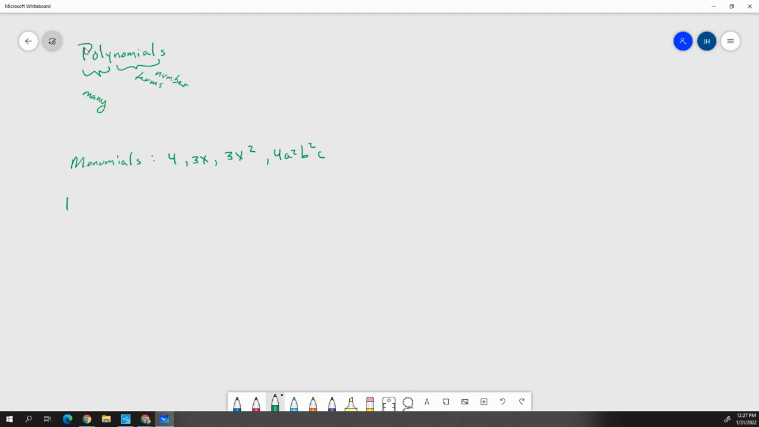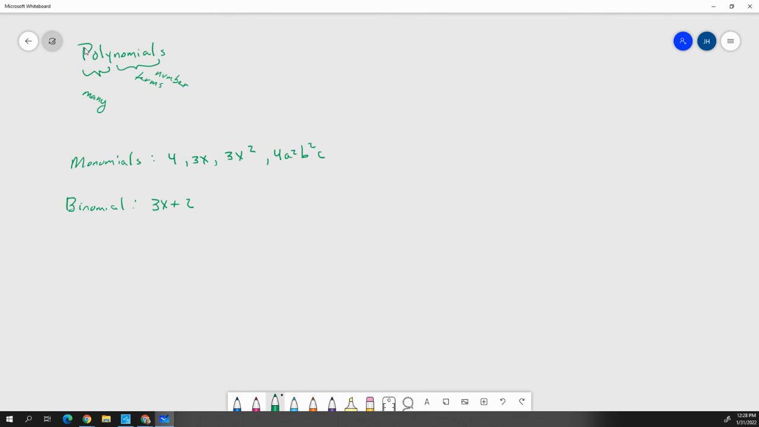A binomial is two terms, right? So something like 3x plus 2 would be a binomial. It's got two components. A trinomial would have 3. Everything after 3, we just say polynomial. But all of the monomials and binomials all fit into that same category under polynomial. They all fit under there.